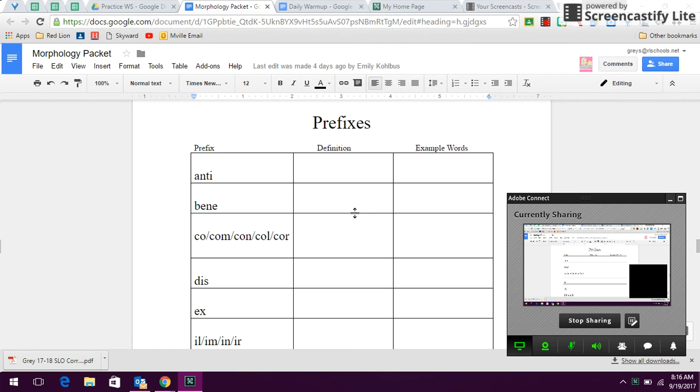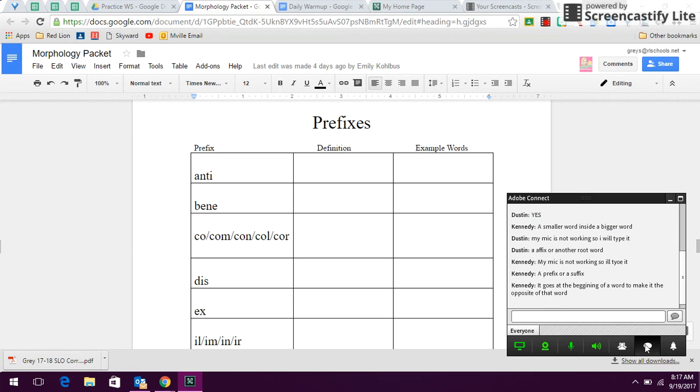All right, so if you look at your screen, you should see that morphology packet. We're on the prefixes page. So our first prefix is anti. So what I want you to do right now is come up with 2 example words that have anti as their prefix. And then when you have those 2 example words, just go ahead and type done in the chat. So 2 example words for anti and done in the chat when you're finished.